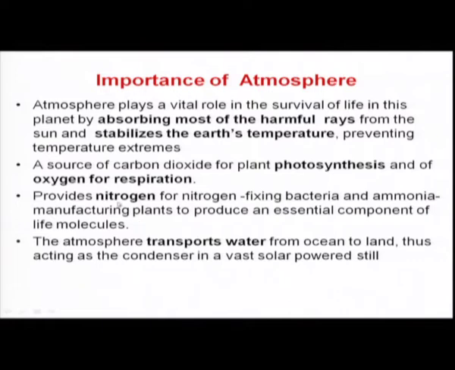Next, a very important plant nutrient is nitrogen. Nitrogen comes from the atmosphere through bacteria fixing the atmospheric nitrogen, as well as the synthetic chemical ammonia, which is again manufactured from the atmosphere. So, the very important nitrogen comes from the atmosphere.